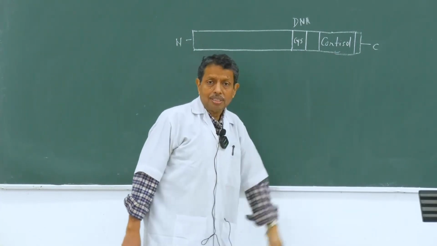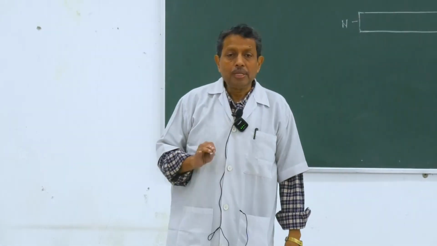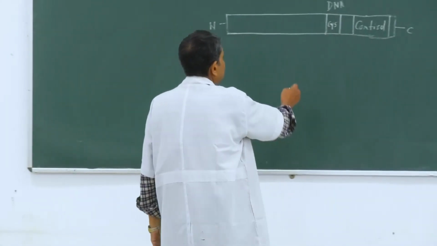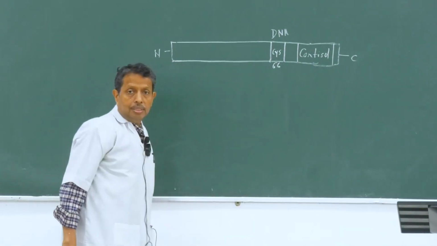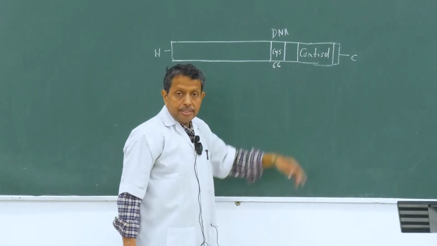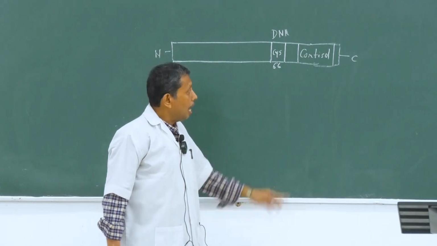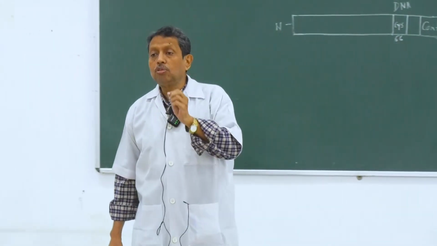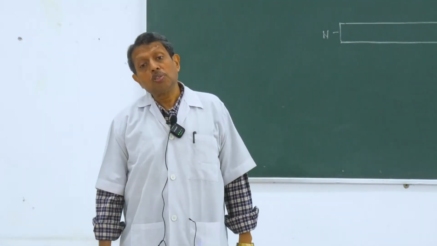This is the ligand binding region, and the number of amino acids are given in the text. It is difficult to remember. Suppose in this case, this part is 66 amino acids, and this part is more than this. When the hormone binds with the receptor, there is some change in the conformation of the receptor.